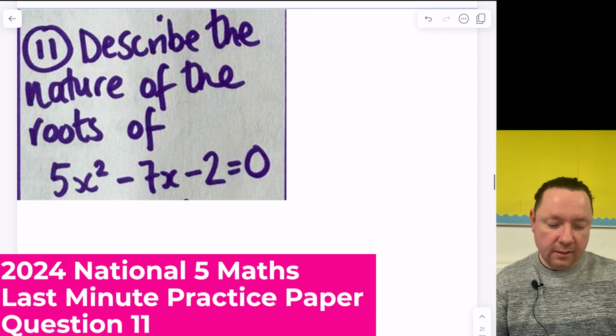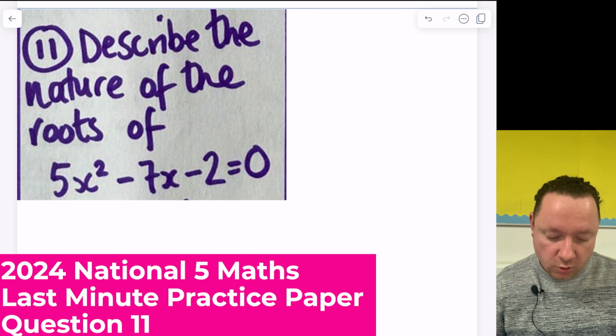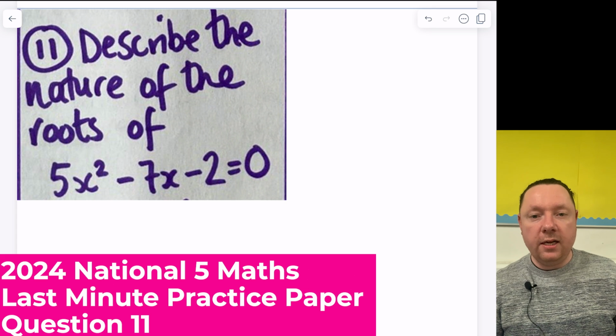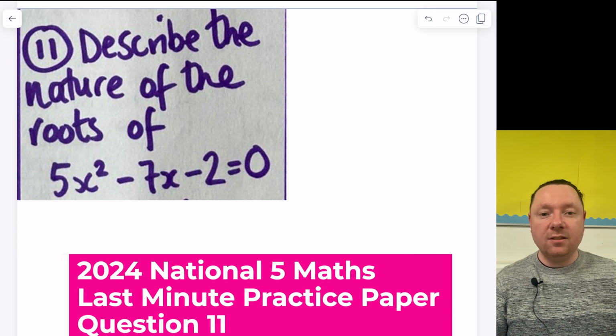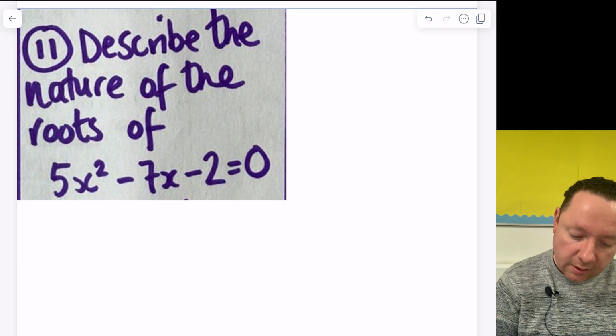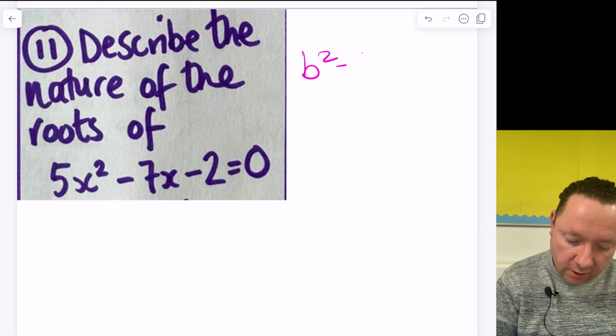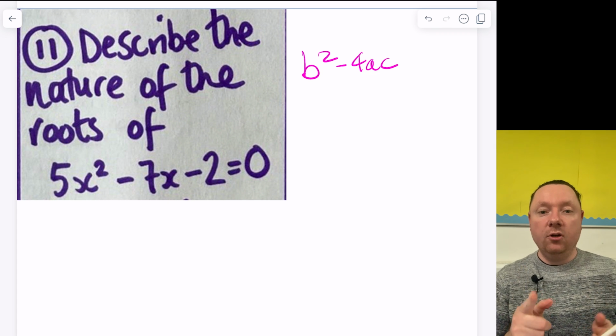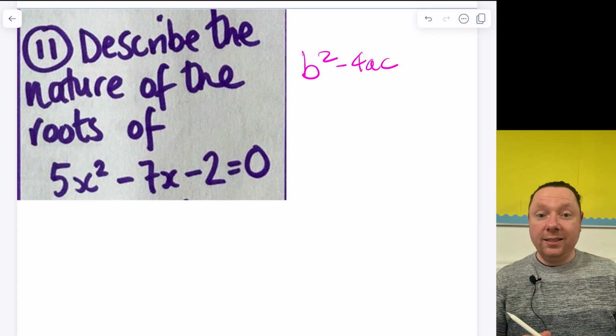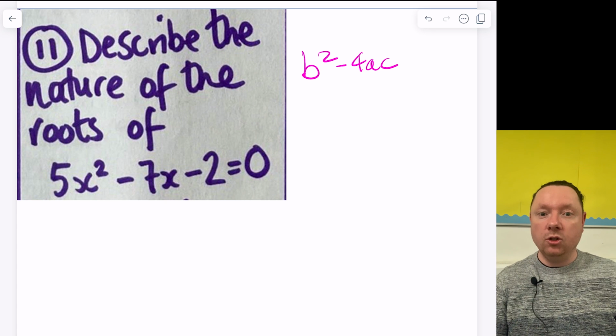Question 11. Describe the nature of the roots of 5x squared minus 7x minus 2 equals 0. Nature of roots is the discriminant. What is the discriminant? It's b squared minus 4ac. Now, if you can't remember that, whenever you need to do nature of roots, check the quadratic formula at the start of the exam paper. It's the bit under the square root sign.